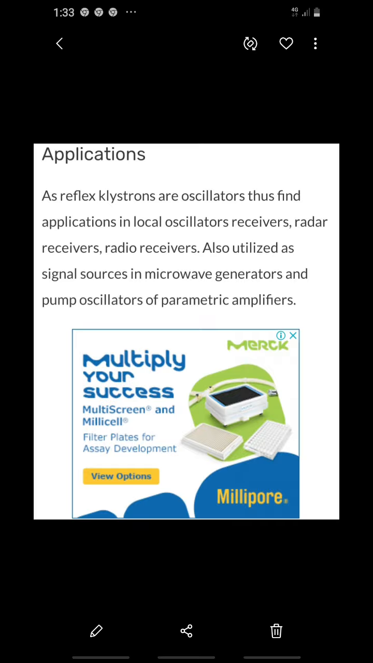The reflex klystron is widely used in radar receivers, as a local oscillator in a microwave receiver, as a signal source in a microwave generator, and as a pump oscillator in parametric amplifiers.